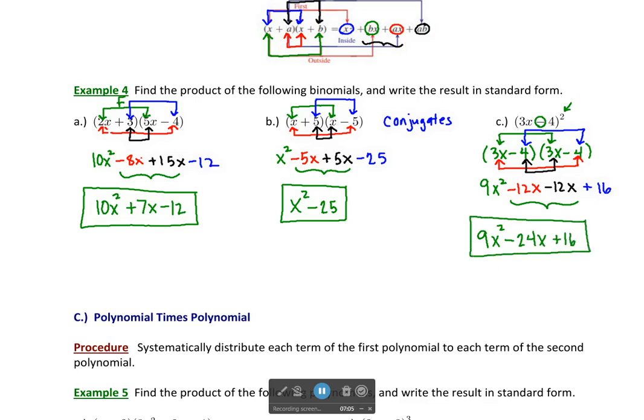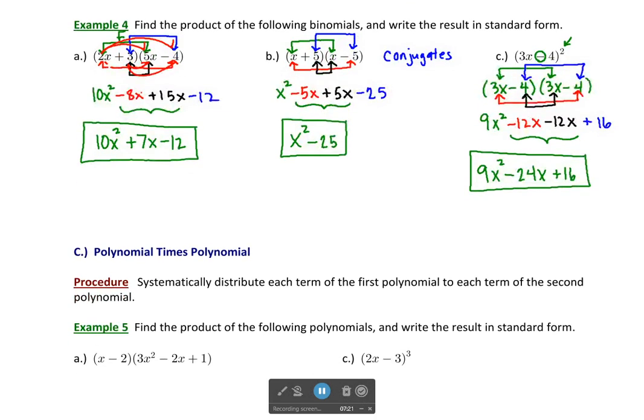So that's the FOIL process. Now, if you look at the FOIL process, all we're really doing is distributing the first term to each term of the binomial and the second term to each term of the second binomial.